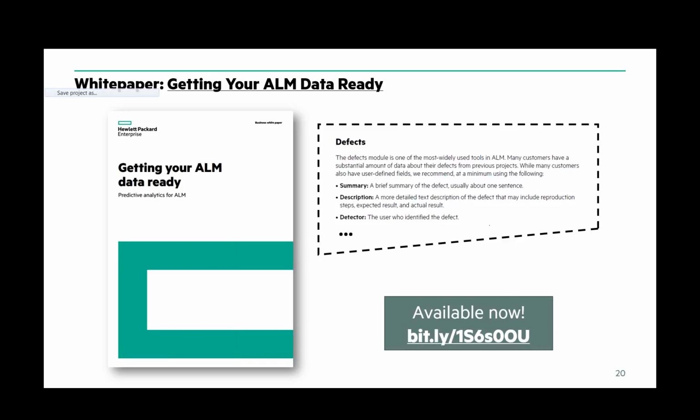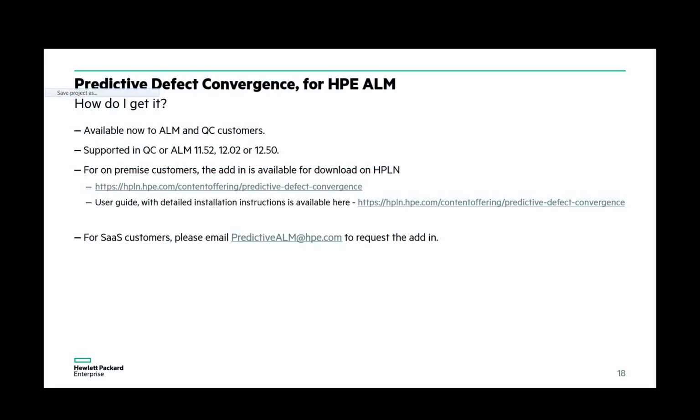So I've got a couple of other, maybe deployment-related questions here. So the first one is, which versions are we supporting with this? Oh, sure. Here, let me go back to that. QC or ALM 11.52, 12.02, or 12.5. Now, is 12.21 supported within there as well? Because it was sort of a minor release. Yes, I believe so. Yeah, I thought it was as well, because 12.21 shares the same data model as 12.5 effectively. Right. So 12.21 should also be supported.